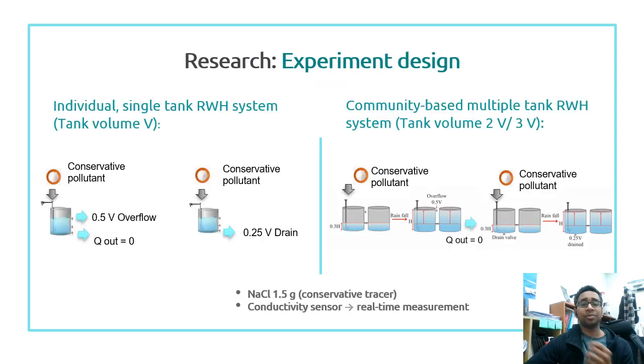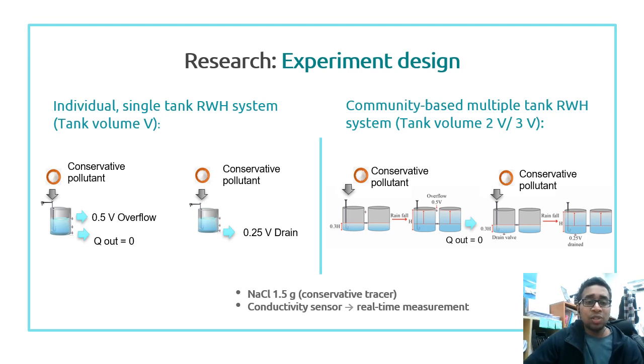So to start off with, let me explain our research and our experimental design a bit. We are going to simulate two tank systems. Firstly, at individual households, let's take a school for an example, we can design the rainwater harvesting tank to cater only to the demand imposed by the children or the teachers in the school system. So it would have a tank volume of, let's say, V. And now if we design this school to provide water for the entire community, it would have a multiple tank system, and let's say the tank volume would be 2V and 3V.